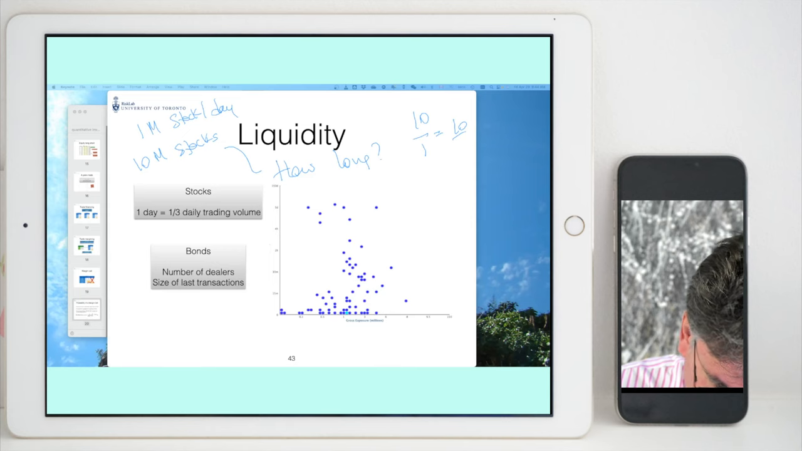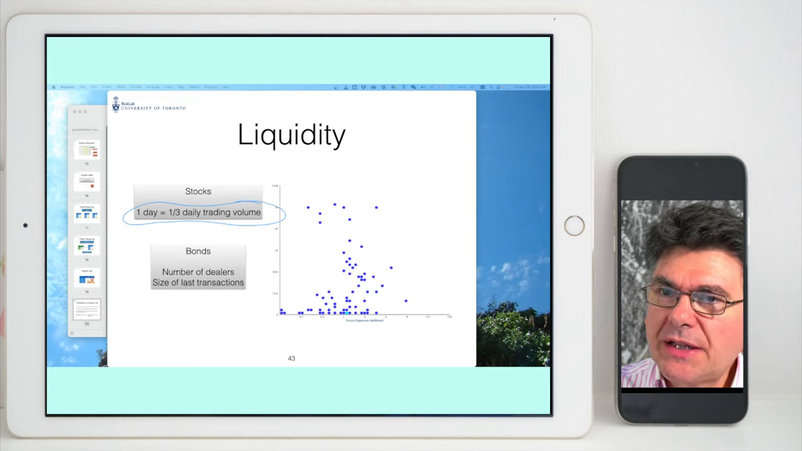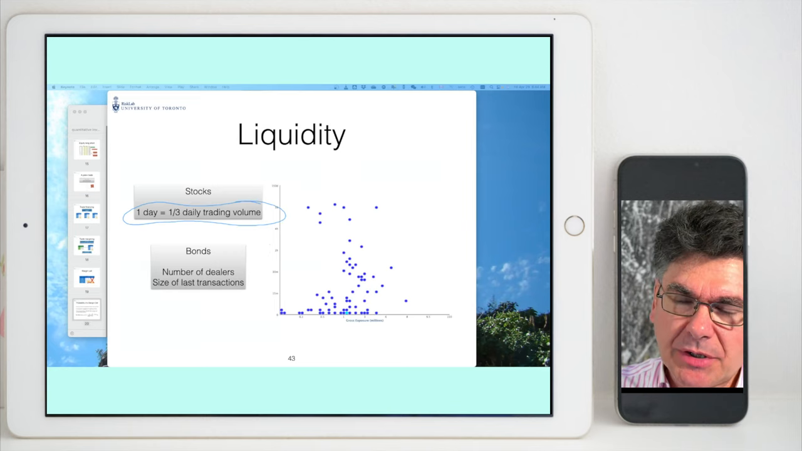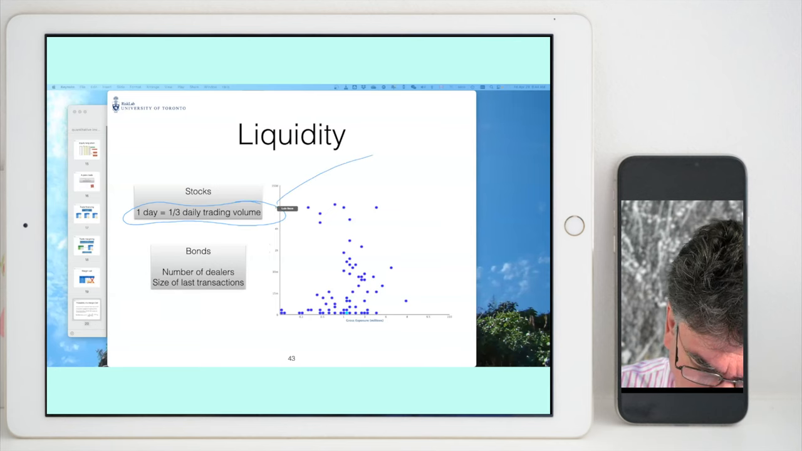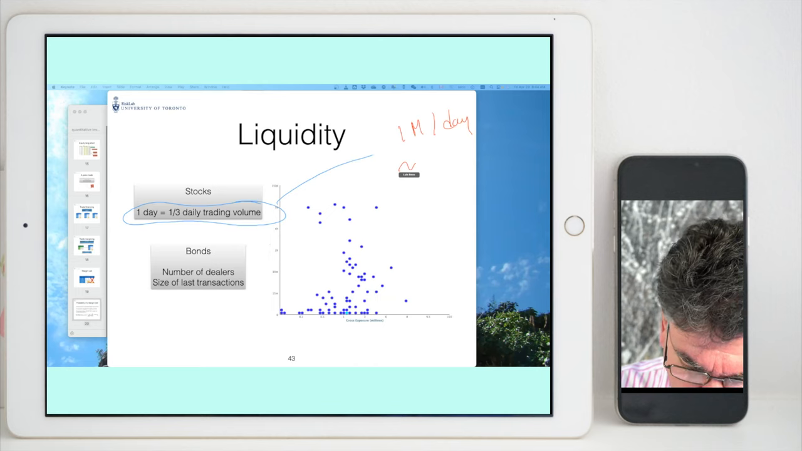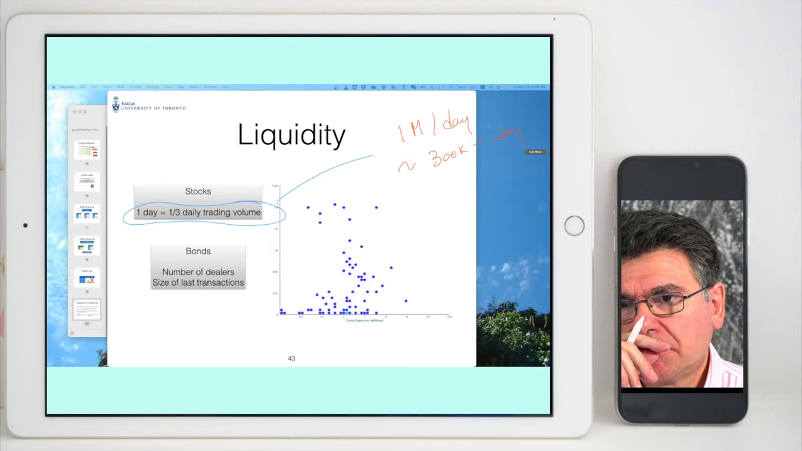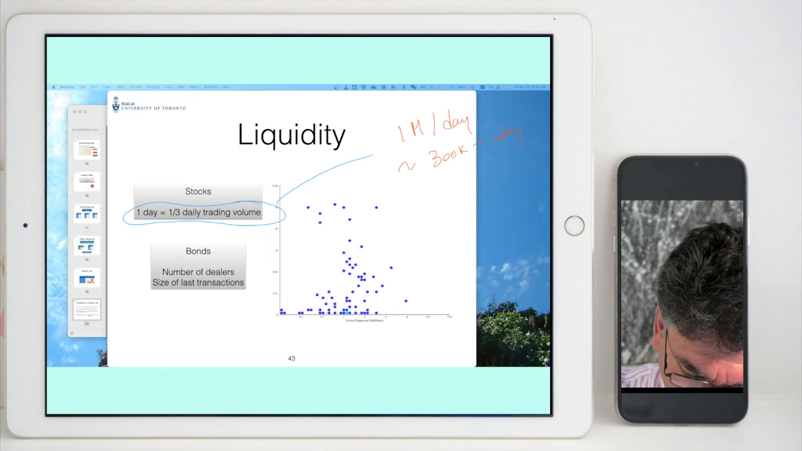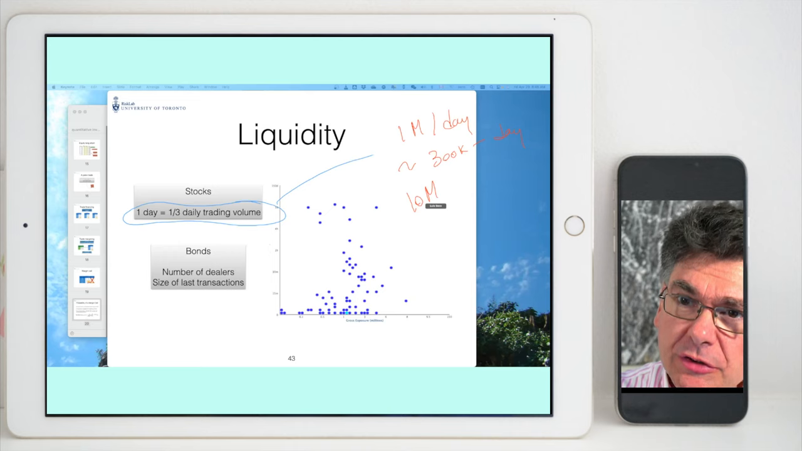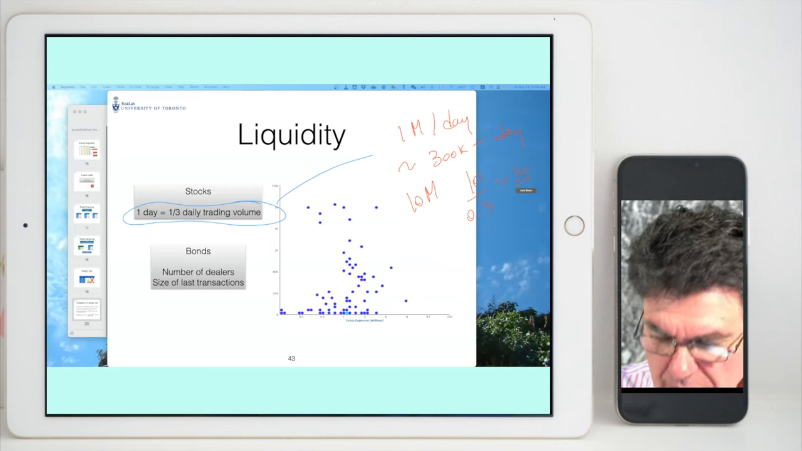For example, there's one assumption, which is that you can typically trade 1/3 of the daily volume and the market will accept it. In other words, if you have a certain market which trades 1 million per day, according to this, you can trade about 300,000 stocks per day yourself. Which means that if you're going to do a 10 million stock trade, it will take you 10 million divided by 0.3, which is about 30, which is more than a month.